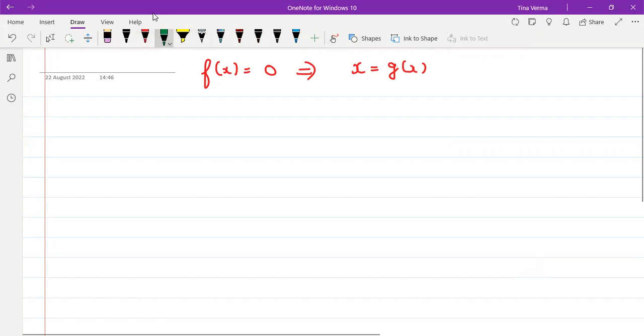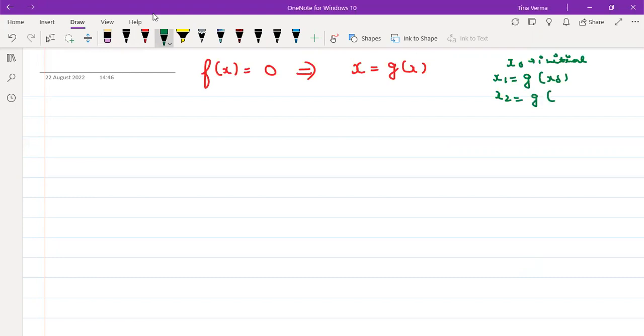हम क्या करते थे कि सबसे पहले मैंने एक इनिशियल अप्रोक्सीमेशन ले ली x naught, right, and then we calculate the iteration. मैं x1 कैसे निकालती थी? I'll substitute the value of x0 in the function g. x2 क्या हो जाता था? That means I substitute the value of x1 in the function g, and continuing this, x(n+1) आपका क्या हो जाता था? That you substitute the value of xn in your g function जिसको आपने reformulate किया.